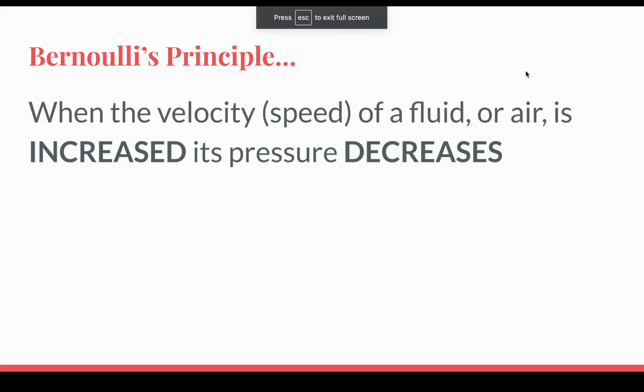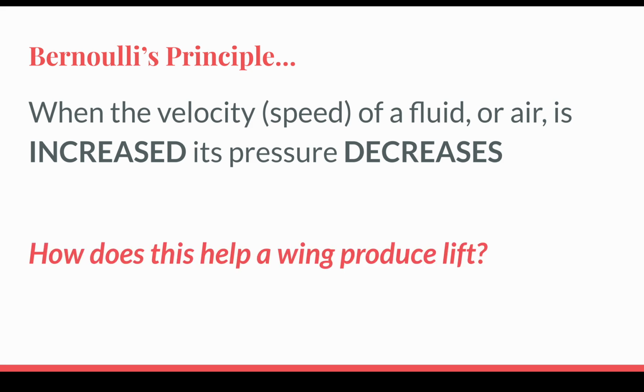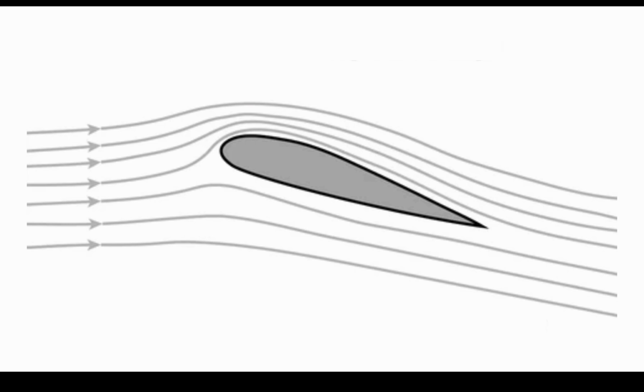So let's talk about lift to begin with. So there was this Swiss mathematician named Bernoulli, and one of the principles that he had said is when the velocity of a fluid or air is increased, its pressure decreases. So how does that help a wing produce lift?